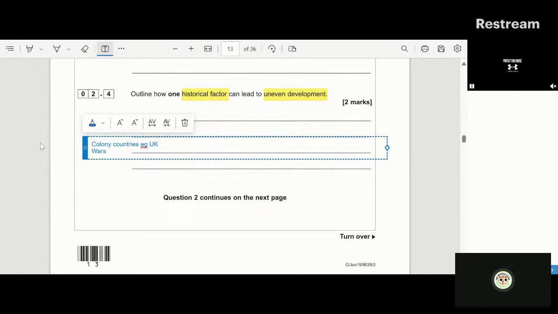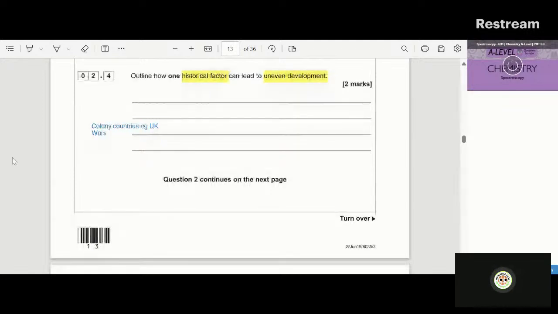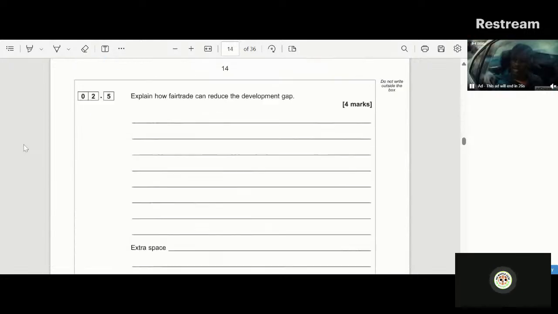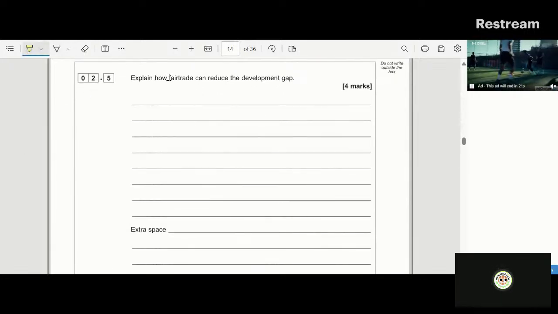But again, it's only 2 marks, so you just need 1 mark for naming it, and the other mark for explaining how that has caused uneven development, how that has caused inequality. For example, colony countries like the UK have exploited other economies and profited from them by taking their earnings, so that's caused uneven development. Explain how fair trade can reduce the development gap.